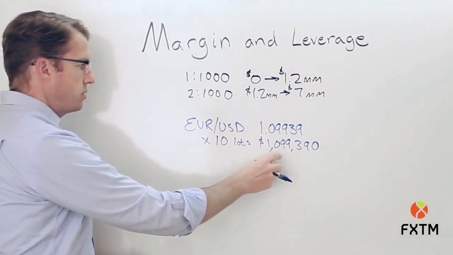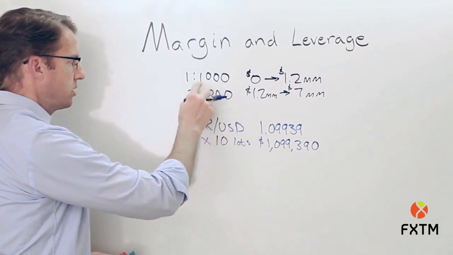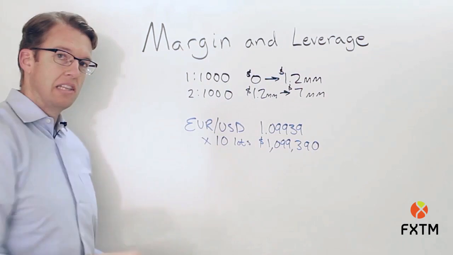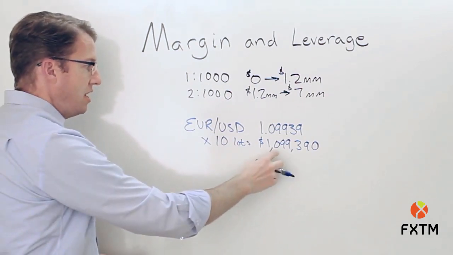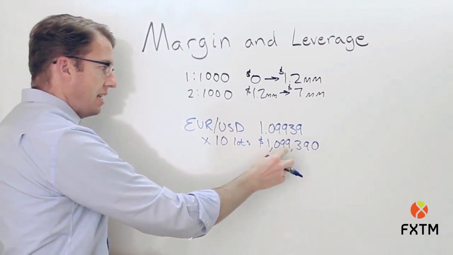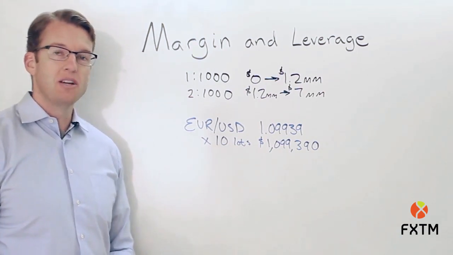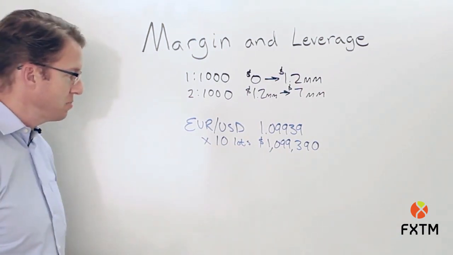Now normally, we would take this amount and calculate our margin requirement pretty easily, because all we need to know is the notional value, and then we multiply that by 1 divided by 1,000, this 1 to 1,000 leverage ratio. That tells us we would need $1,099.39 as a minimum margin amount in equity available to hold open this position.